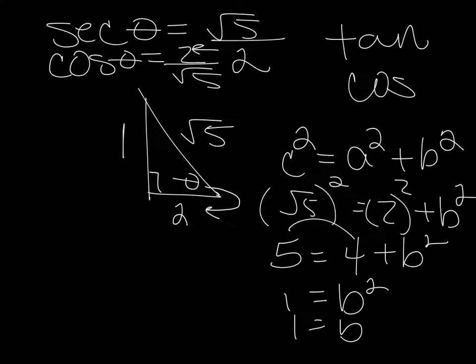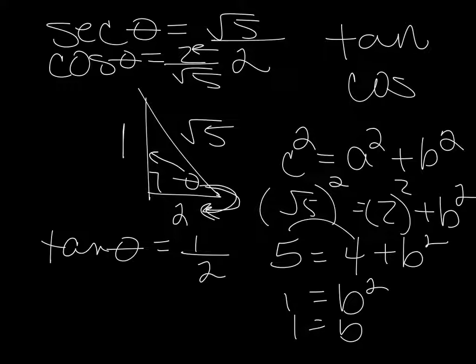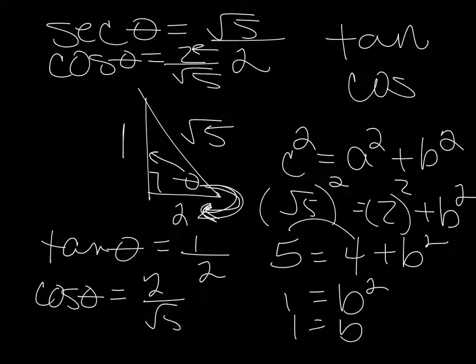So tangent is opposite over adjacent, so opposite and adjacent. So tangent of theta would be 1 over 2. And cosine is adjacent over hypotenuse. So adjacent is the one beside my angle. And hypotenuse is square root of 5.